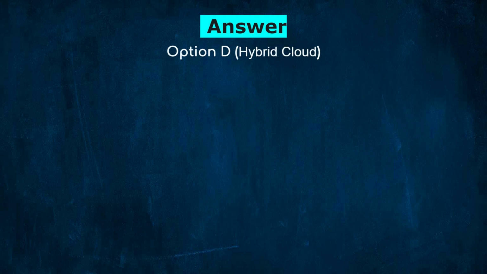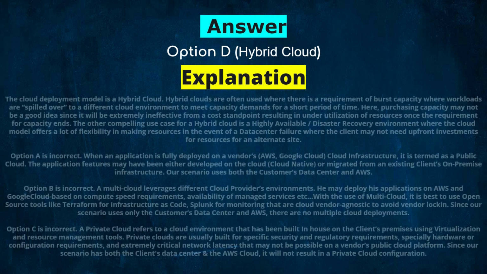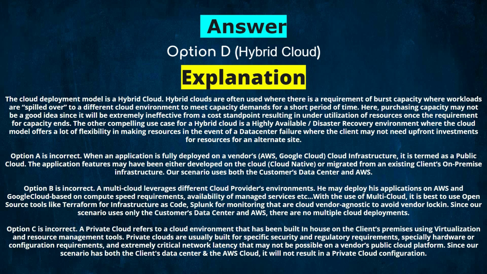Hybrid cloud. Explanation. The cloud deployment model is a hybrid cloud. Hybrid clouds are often used where there is a requirement of burst capacity, where workloads are spilled over to a different cloud environment to meet capacity demands for a short period of time. Here, purchasing capacity may not be a good idea since it will be extremely ineffective from a cost standpoint, resulting in underutilization of resources once the requirement for capacity ends.